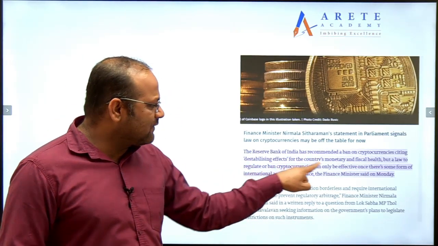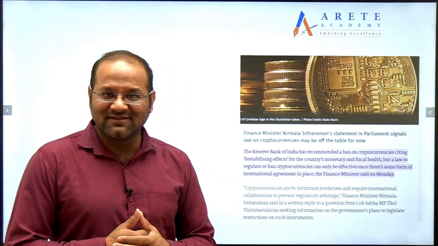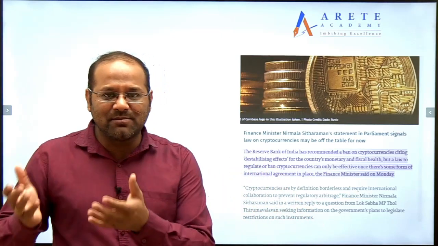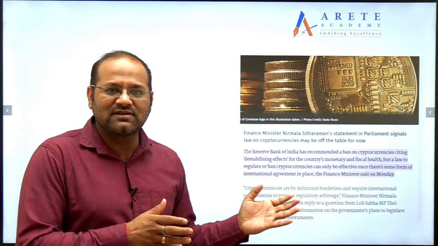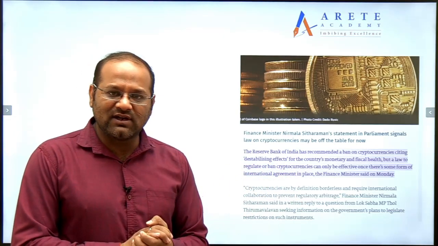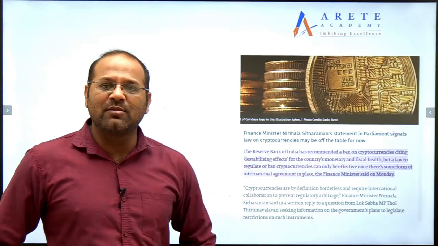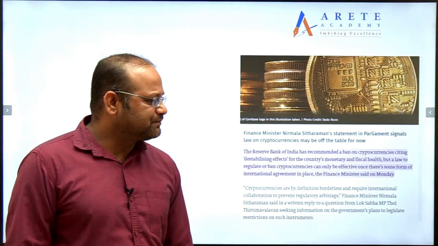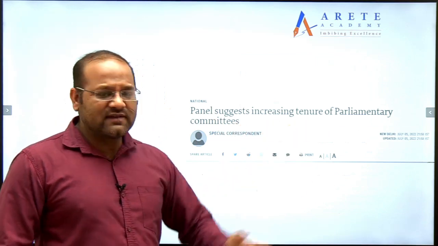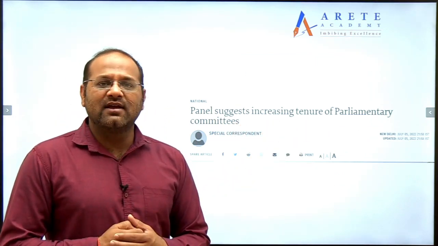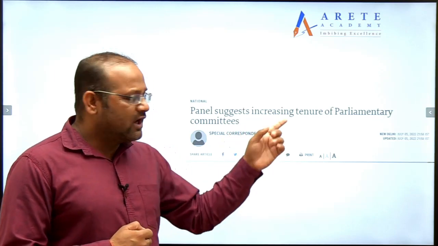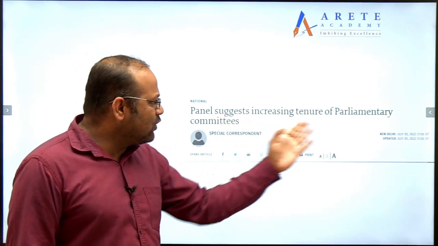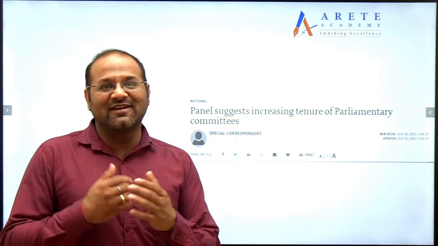You must have come across this news that RBI has recommended a ban on cryptocurrencies, citing a destabilizing effect on the country's monetary and fiscal health. So there can be a question in prelims related to cryptos, how they work, the technology behind it, and also a question in mains on cryptocurrencies and related security threats or the destabilizing effect on the economy, because our RBI, the regulator itself, has highlighted this, right? And recently Dr. PPK Ramacharlu committee was constituted to suggest reforms in the working of Rajya Sabha. They have recommended that the tenure of the parliamentary committees in Rajya Sabha should be increased, right?